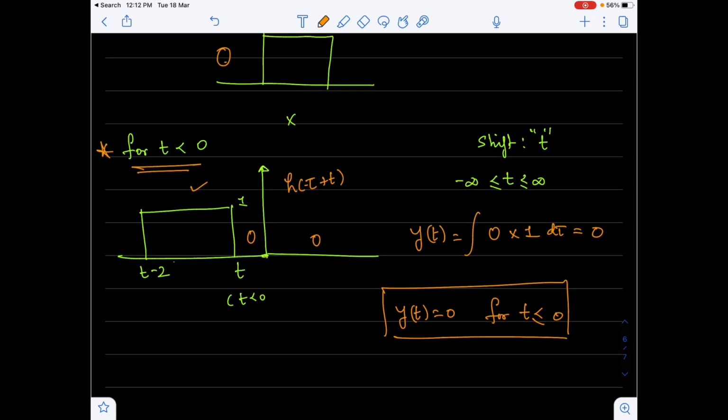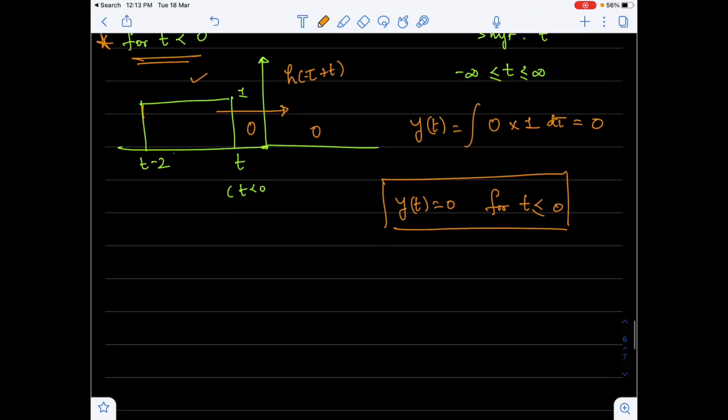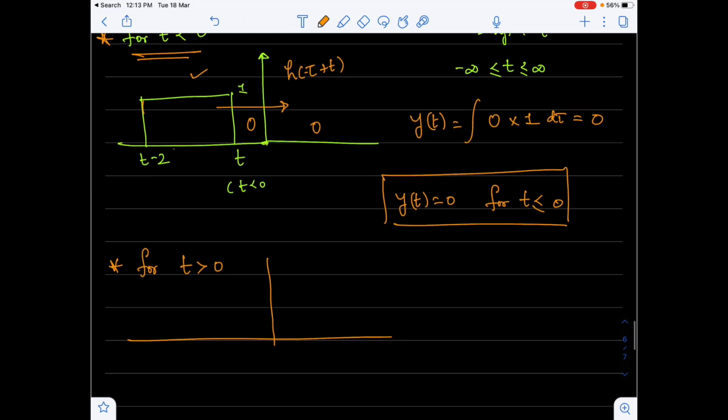Now you see the function we have flipped, we are going to move it right. That means we will make it for t greater than 0. So you see here, this is our 0. So now t is greater than 0, and this point is t minus 2, and here it is tau, where the variable is tau.